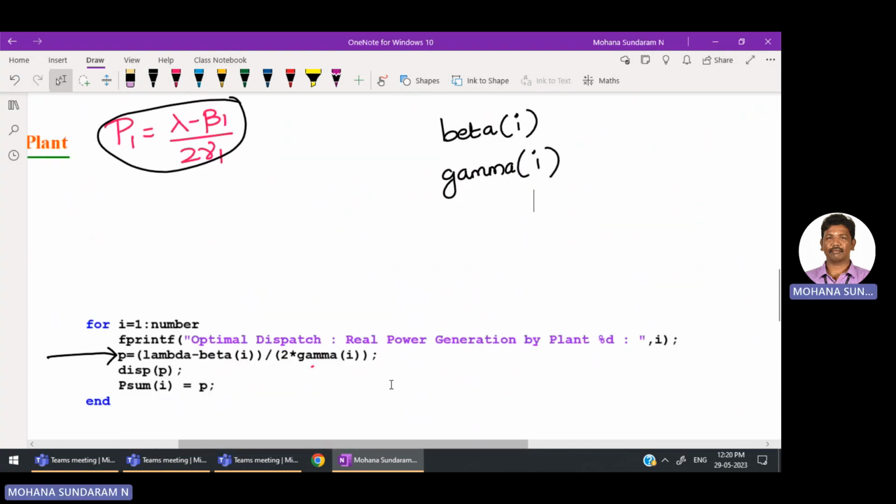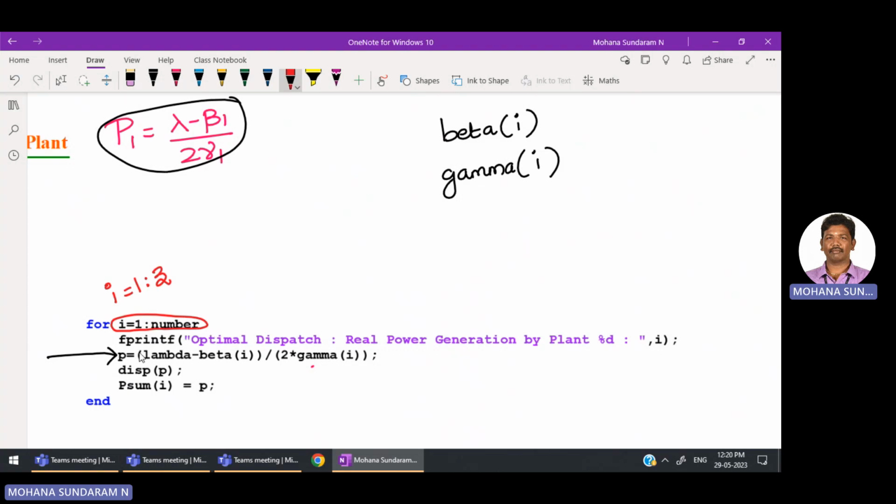Since we have 3 buses, I have to repeat this 3 times. That is why I am having the loop like this: I is equal to 1 to number. Here, number of power plants is 3, so it will repeat 3 times.